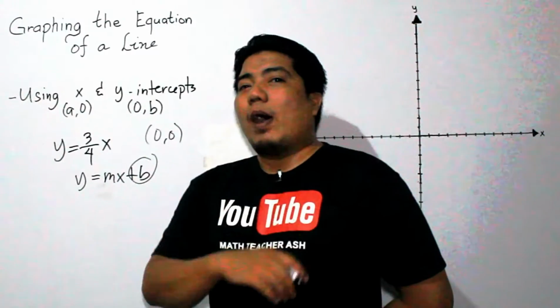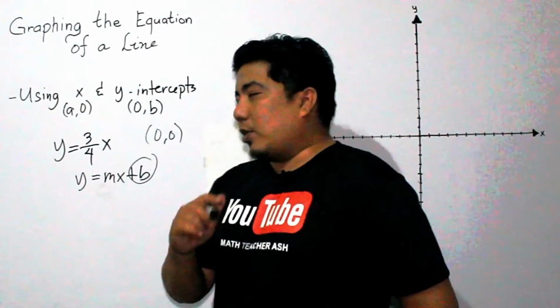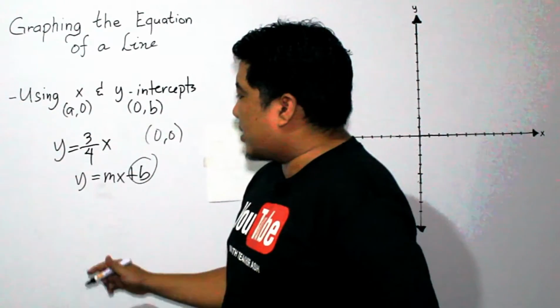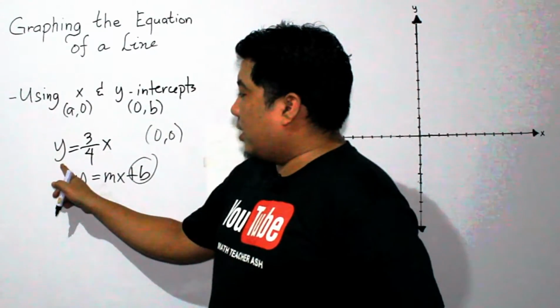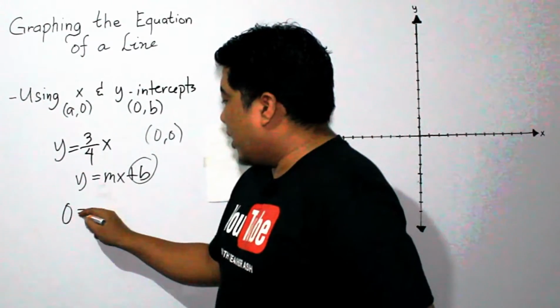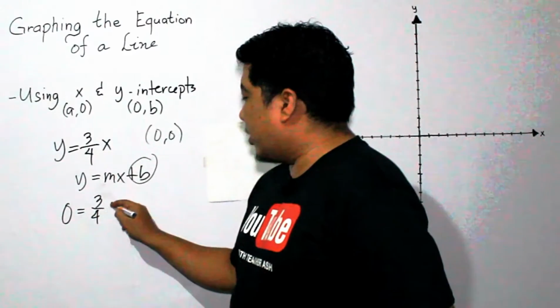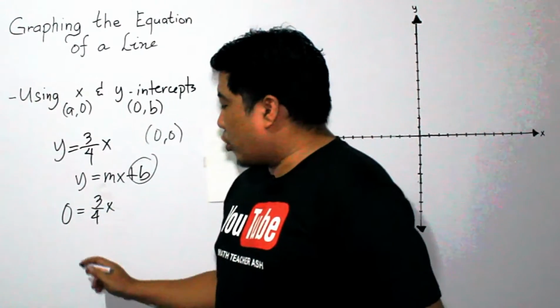Easy, right? Now, how do we know about our x? Okay, so this is how you find the x-intercept. What you will do is you just make y a 0. So that is 0 is equal to 3/4 x. And then you cross multiply.